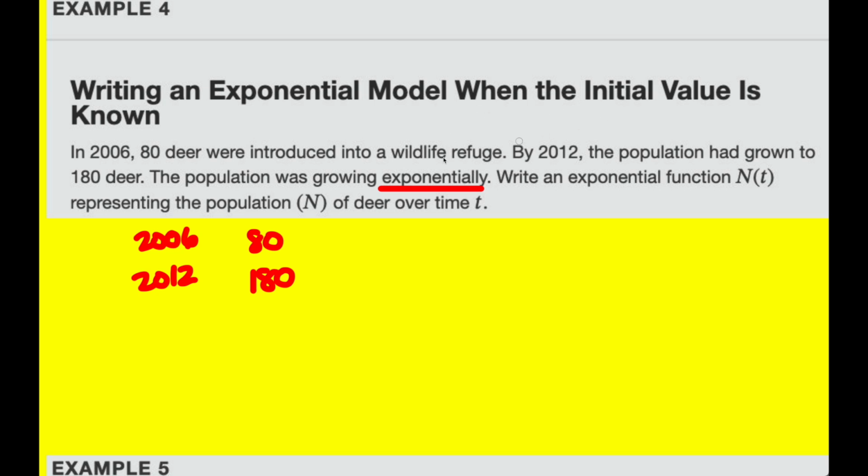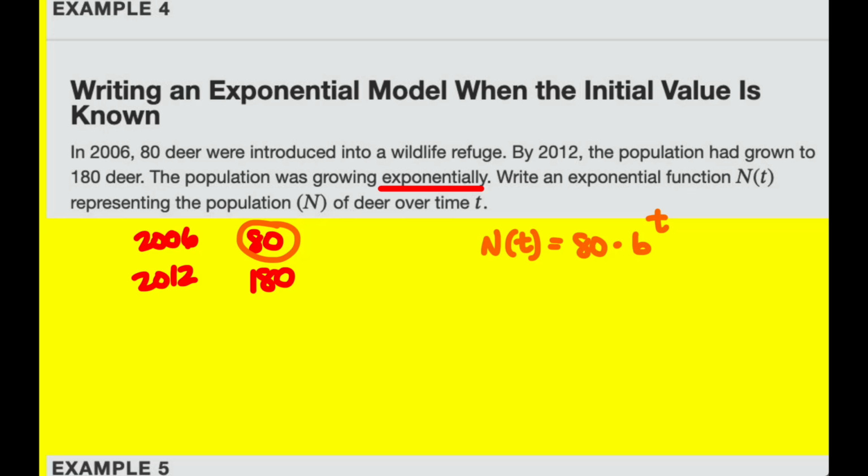We do have the initial value, which is the value at the beginning, which is 80 in this case. So we have n of t is equal to 80 times whatever that base is, we don't know the base, of t. We need to figure out what b is. Once we figure out what b is, then we will finalize our n of t equation, that's what it's looking for. Write the n of t equation. So that is what we're going to do. This is a little complicated to set up.